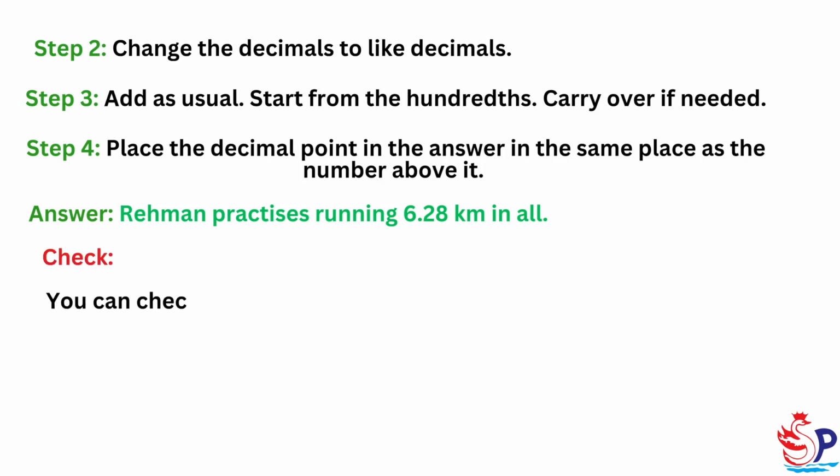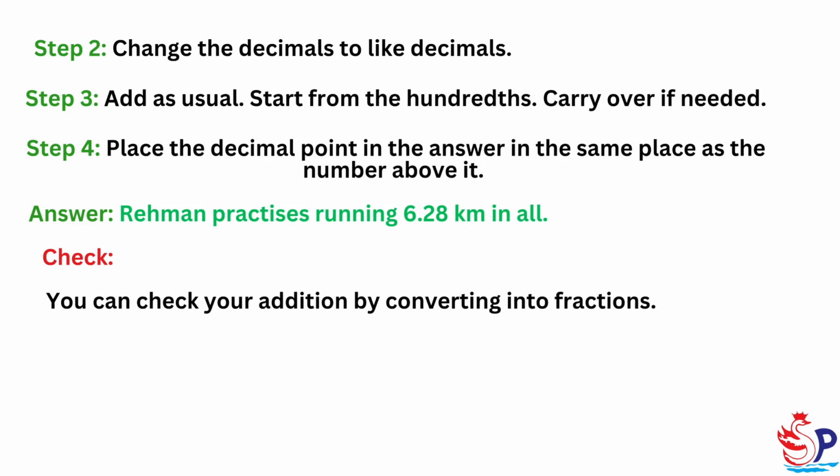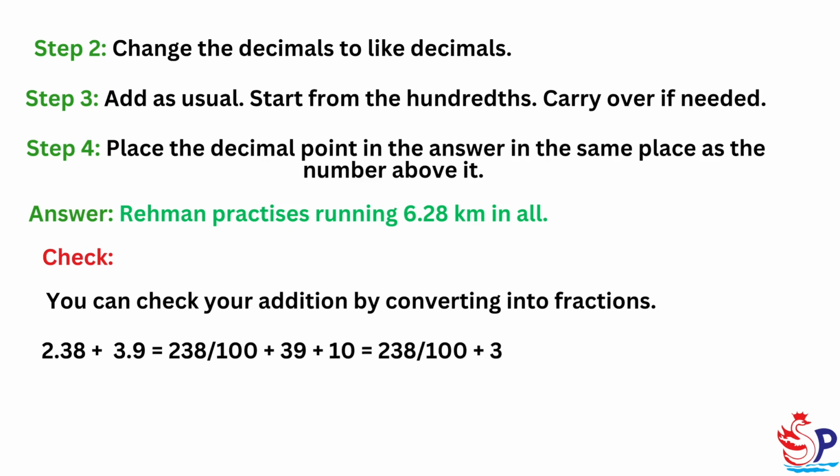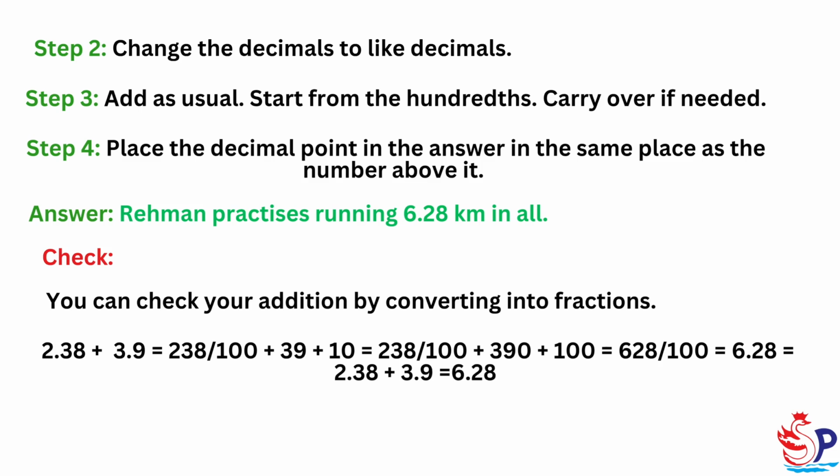Check. You can check your addition by converting into fractions. 2.38 plus 3.9 equals 238 hundredths plus 39 tenths, equals 238 hundredths plus 390 hundredths, equals 628 hundredths, equals 6.28. So 2.38 plus 3.9 equals 6.28.